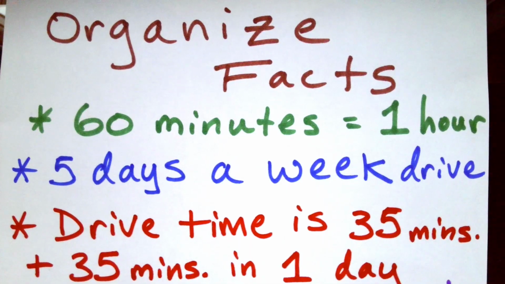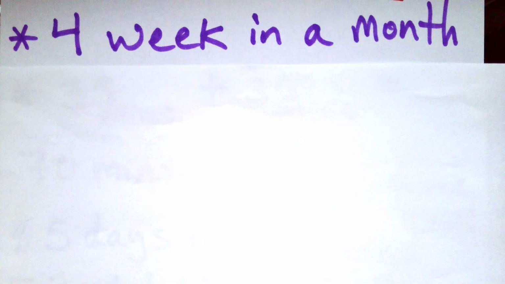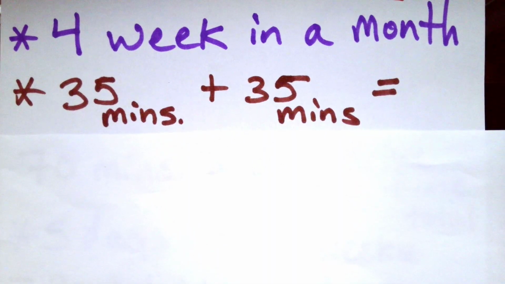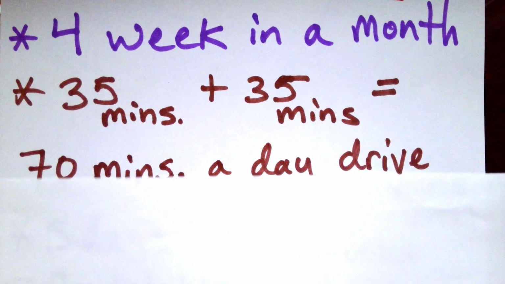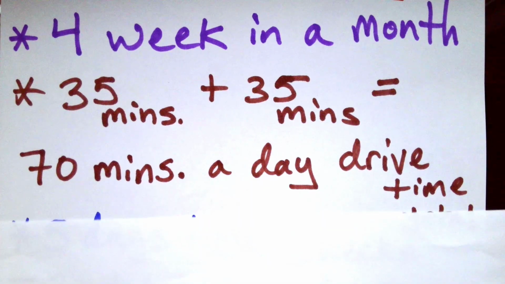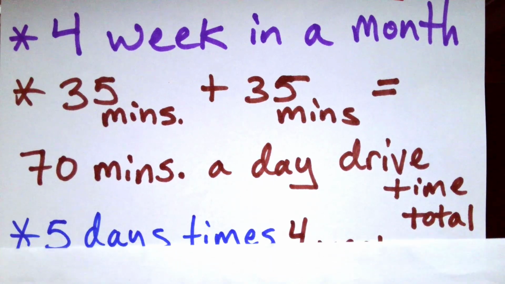So we want to organize these facts. We know that there are 4 weeks in this particular month as stated in the test question. So you want to gather these facts. 35 minutes plus 35 minutes gives a total of 70 minutes a day drive time. Now remember, 60 minutes equals 1 hour. You want to keep that fresh in your mind, right?